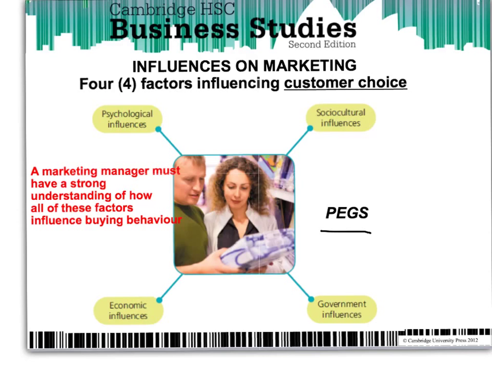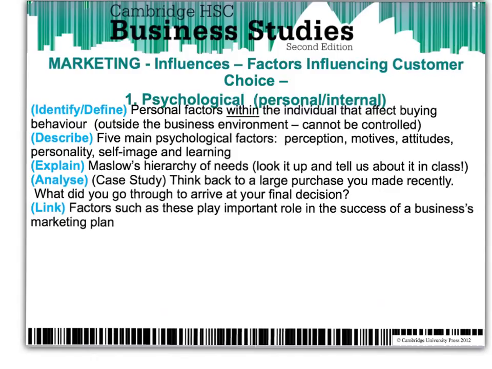Let's go. The first one is psychological. So P for psychological and P for personal. So these are things that happen within the person. These are factors that influence consumer choice that affects their buying behaviour. And this is outside of the business environment, so the business can't control it, but they must be made aware of it. So there are 5 main psychological factors, so 5 of them altogether.